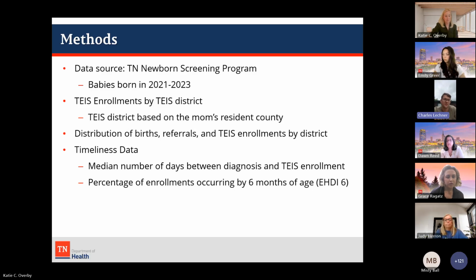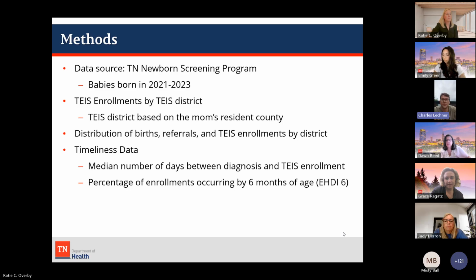I'm going to share 3 years of data combined. So we're going to look at babies that are born from 2021 to 2023 combined. That way we have some meaningful case numbers for our more rural or less populated areas. We'll first take a look at just the raw enrollments by our districts. And one thing to mention here is that our districts are assigned based on the mom's resident county.